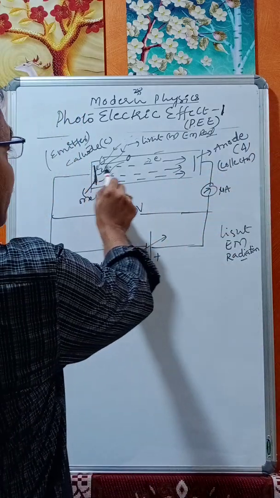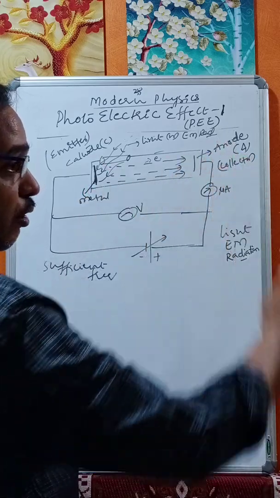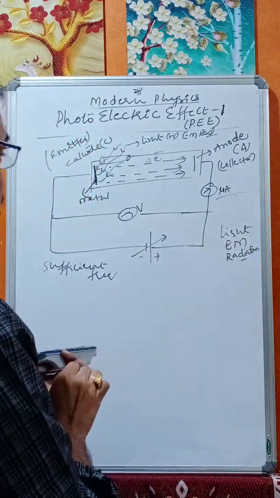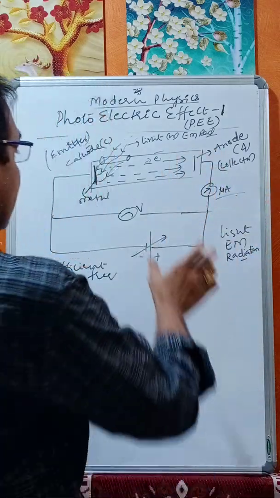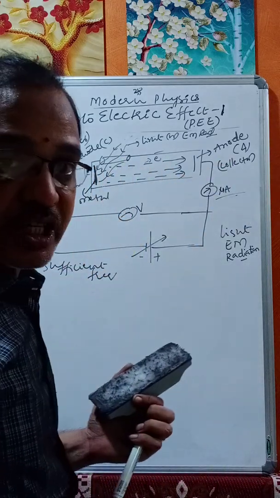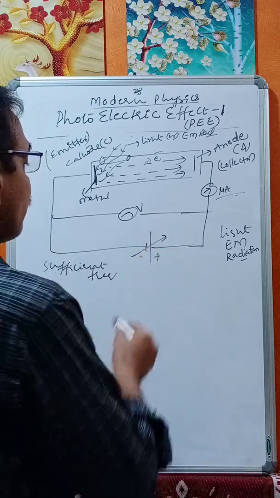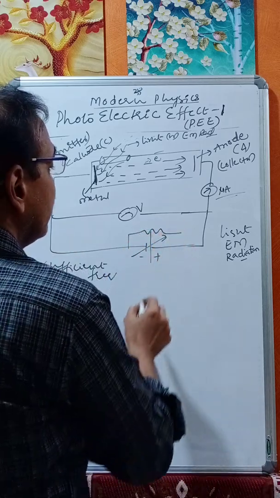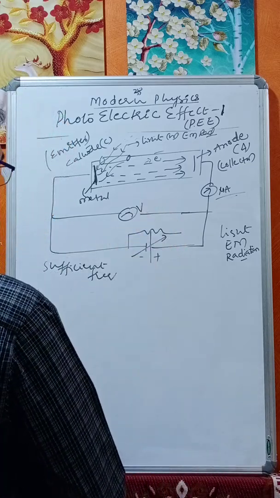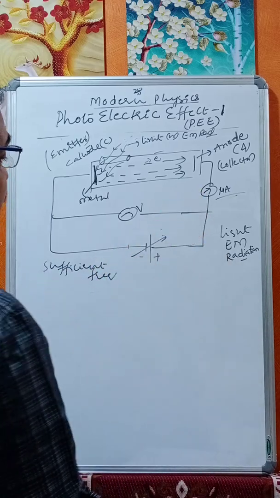The current when electrons pass from cathode to anode is recorded by this ammeter, generally a microammeter or simply ammeter, and the potential between the cathode and anode is recorded by this voltmeter V. This is a variable supply. We can use a potentiometer type also, or a variable resistance, or a variable supply.